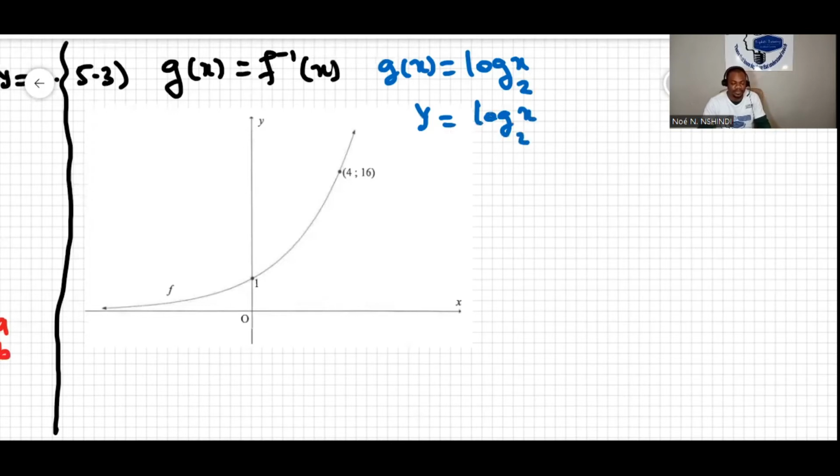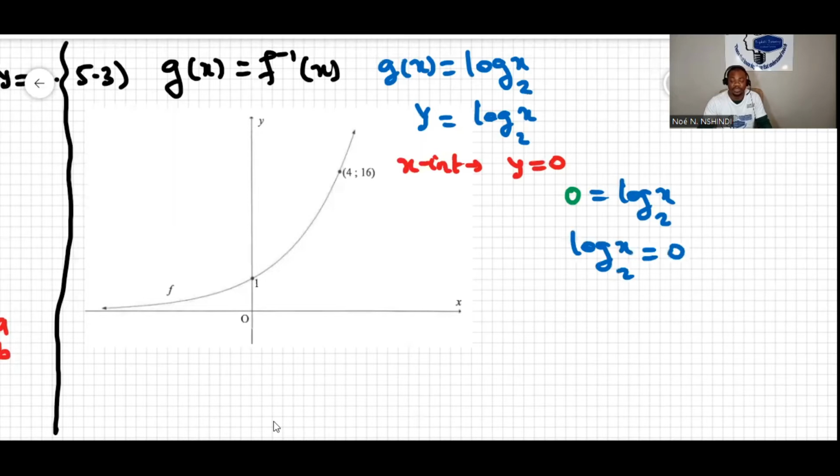If I need to find the x-intercept, x-int simply means make y equal to 0. So we have 0 equal to log of x base 2, which means log of x base 2 equals 0. According to our log property, x will be equal to 2 to the power of 0, and 2 to the power of 0 is just 1. So the x-intercept is 1, somewhere there.